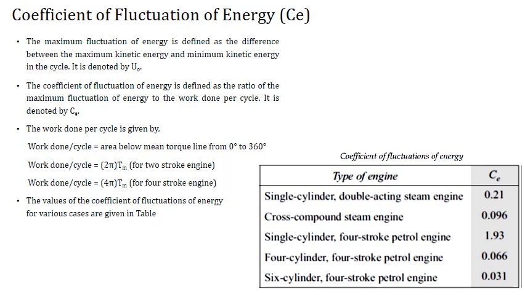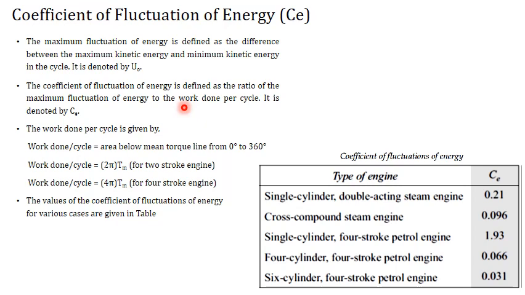The next part is the fluctuation of energy. Now, as there is fluctuation of speed, definitely there will be fluctuation of energy, which is nothing but the kinetic energy. Already we had discussed the change in kinetic energy of the flywheel, that is U naught. The coefficient of fluctuation of energy is defined as the ratio of maximum fluctuation of energy to the work done per cycle. It is denoted by CE.